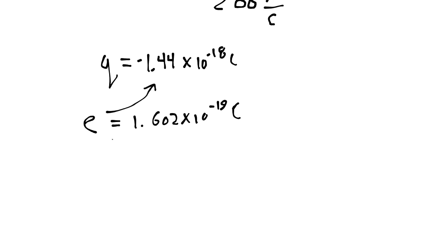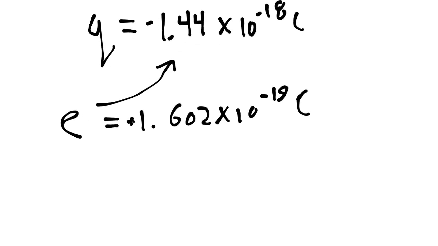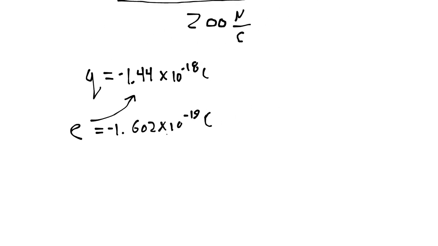Because for an elementary charge, a proton will have a positive elementary charge of that number, while an electron has a negative charge of that number. So we have to find basically how many electrons are in that charge.